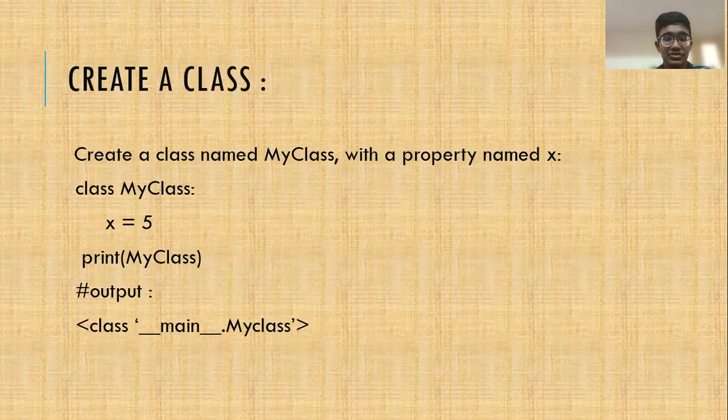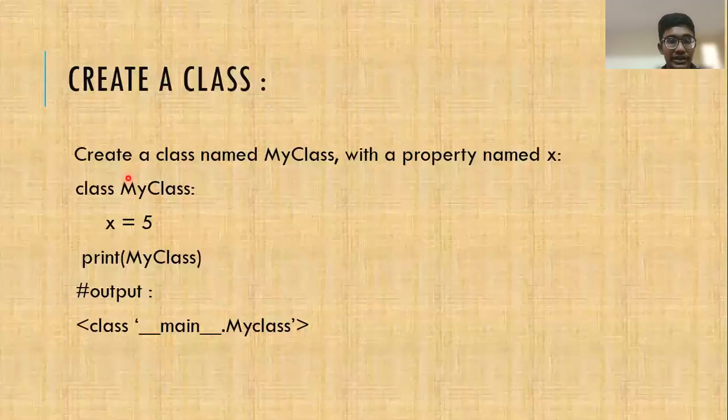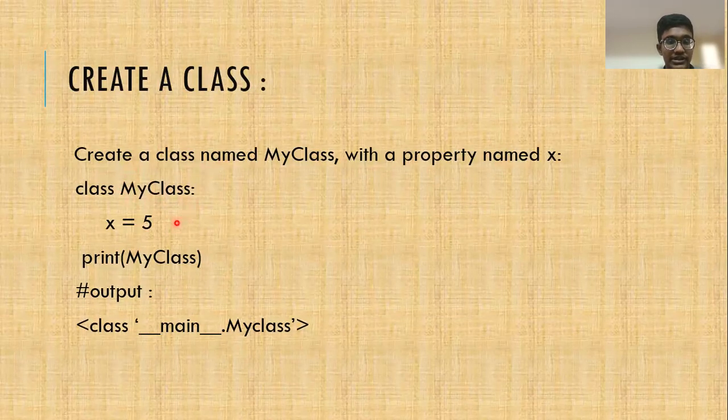Now we shall create a class on this slide. Create a class named myClass with a property named X. Here we are creating the class myClass, where we are setting X equal to 5. And when we print myClass, the output is class __main__.myClass, which shows that a class named myClass has been created.